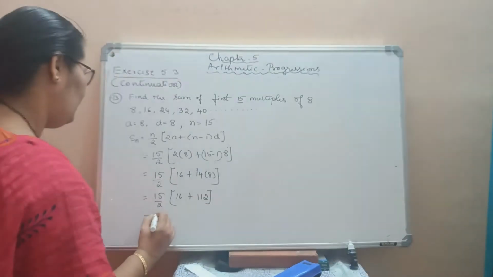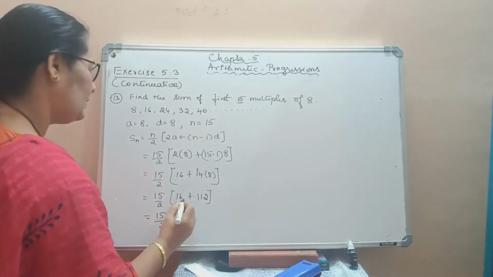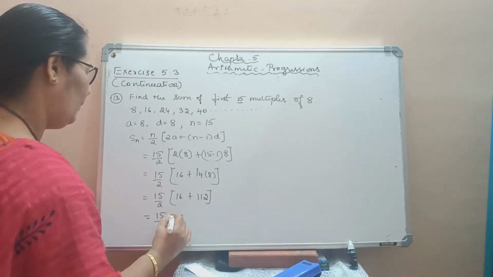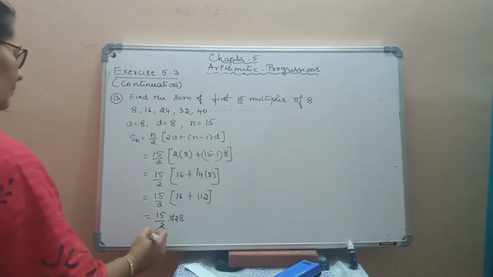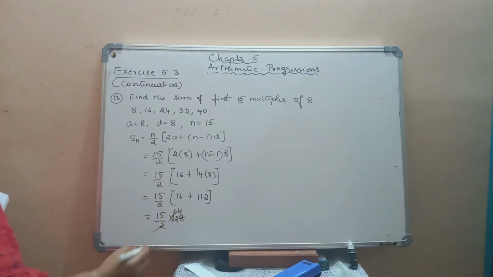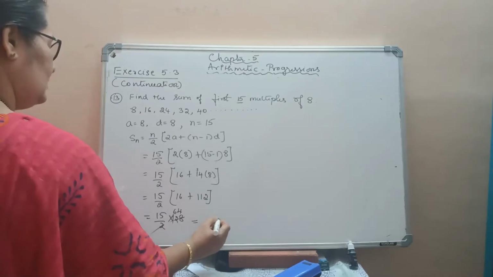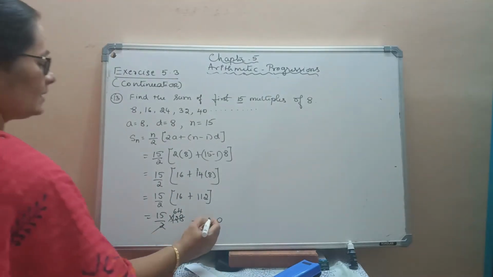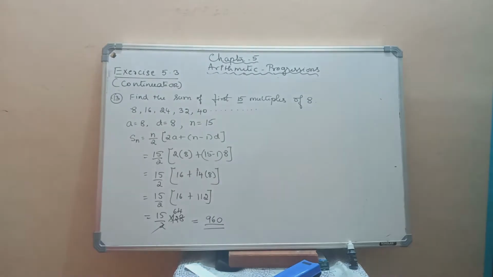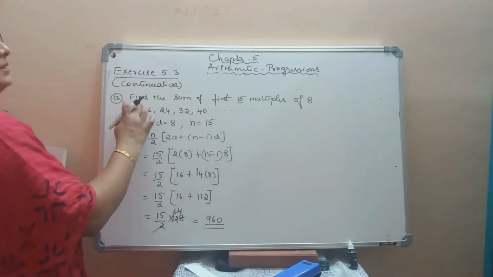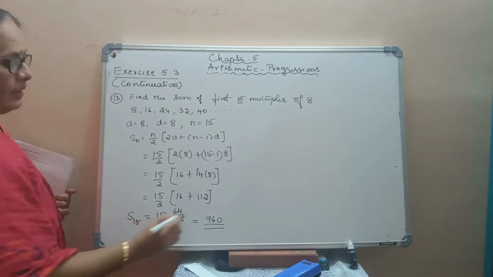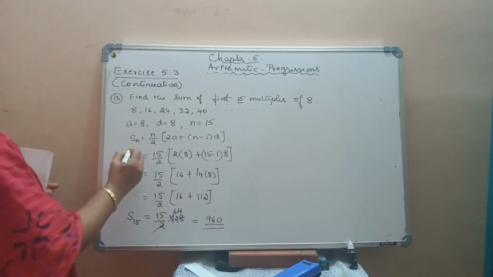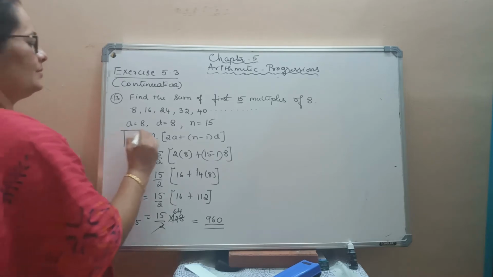So, which is 15 by 2 into 128. Now, you simplify. You will get 2 ones are 2, 6 are 12, 2 fours are 8. So, 15 fours are 60, 90, 96. Therefore, the sum of first 15 multiples of 8 is 960. So, S15. Which formula did we use here?